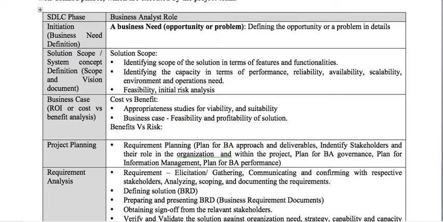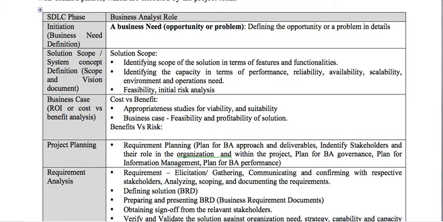When we prepare the business case, it will include the purpose of the project or the problem definition, as well as the opportunity definition. It will include the possible solutions and the high-level solution features or functionality, that is the solution vision and scope. The last section will cover the cost versus benefit as well as the benefit versus risk analysis. This is how we will present the business case to the sponsor.